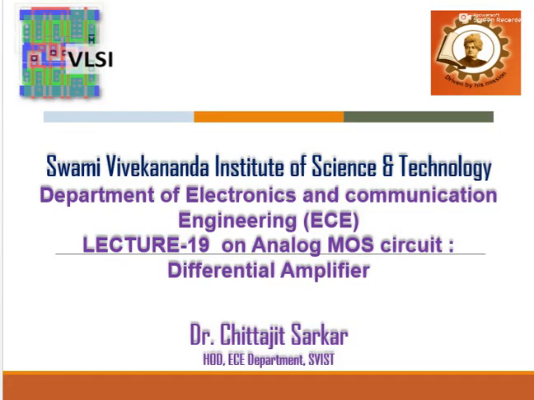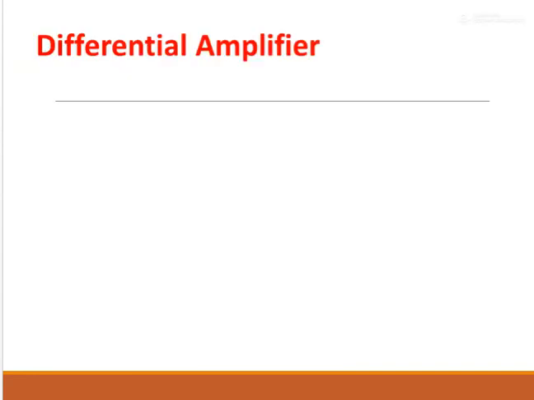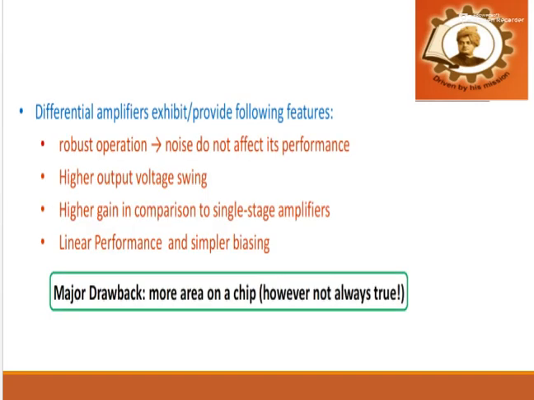So our next topic is differential amplifier. We are continuing our analog CMOS circuit. So what is the basic need for our differential amplifier? First of all, one parameter is there, that is called your noise. So noise plays a vital role for any analog circuit.